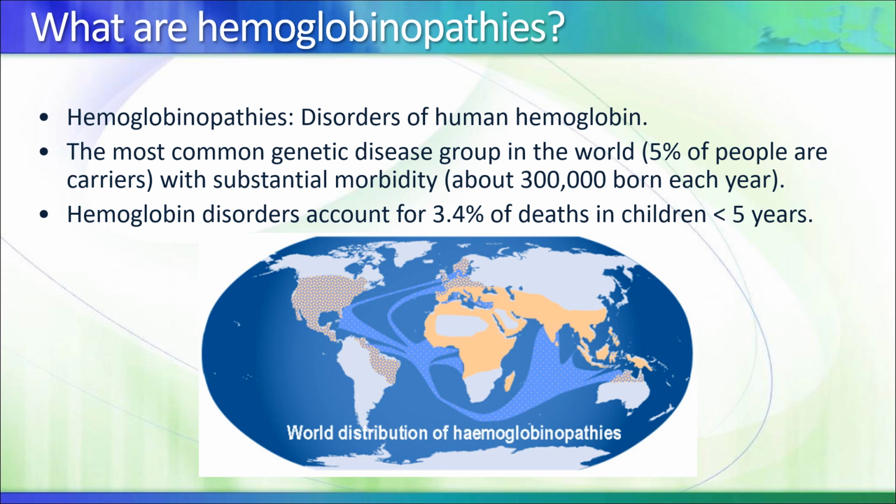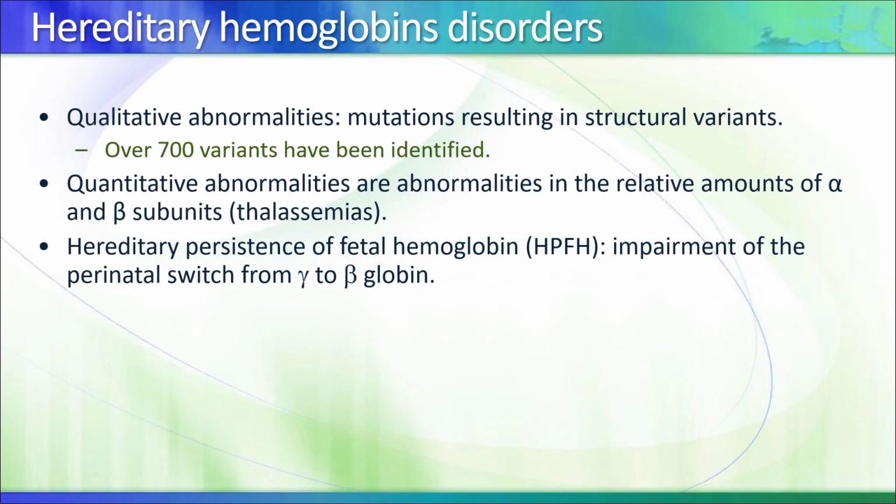Now notice here in the map, that's the distribution of hemoglobinopathies around the world, and notice how these are concentrated in the old world. The Middle East has a significant share of hemoglobinopathies. So this is something serious, and that would include Jordan as well.